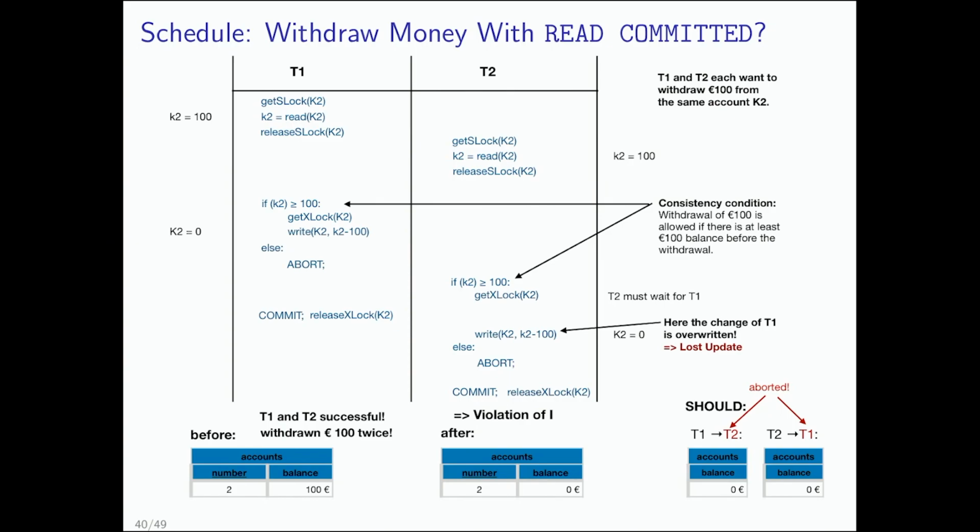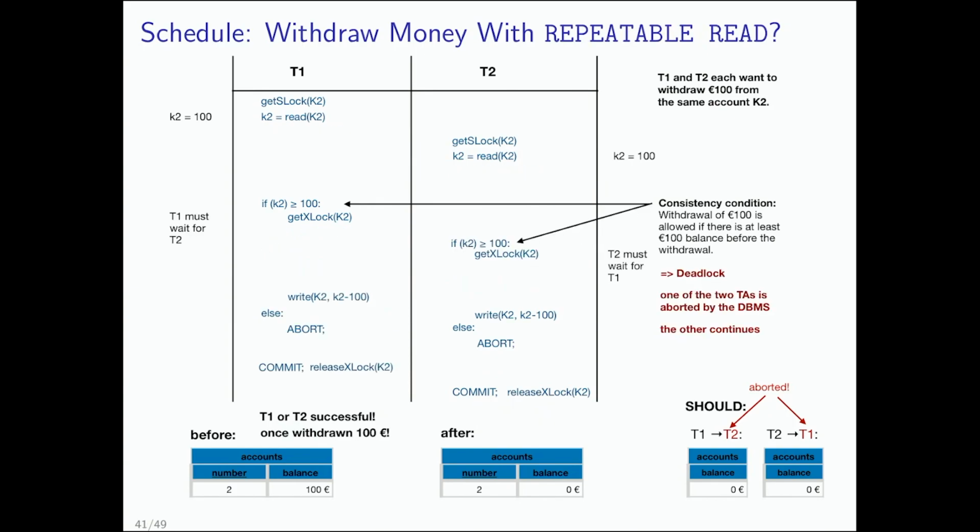And the same would happen the other way around here, of course. First T2, everything's fine, $100 returned. Then T1, no, abort, because I don't have enough money on that account. You see, isolation level read committed would ruin that. What happens if you do the same with repeatable read?